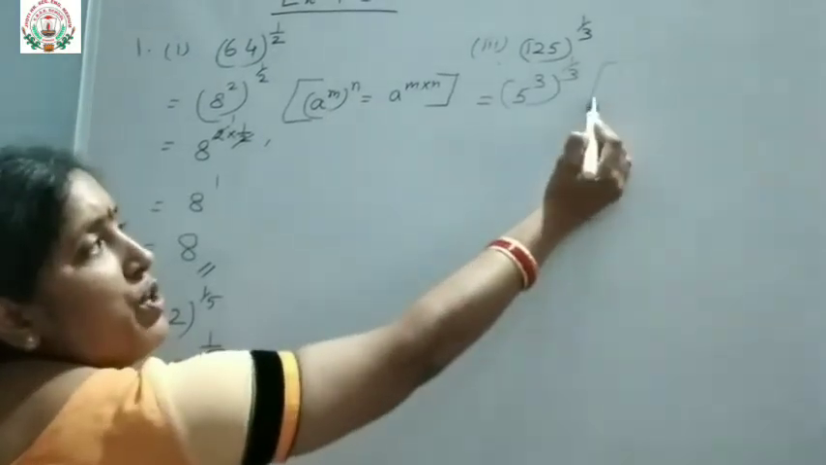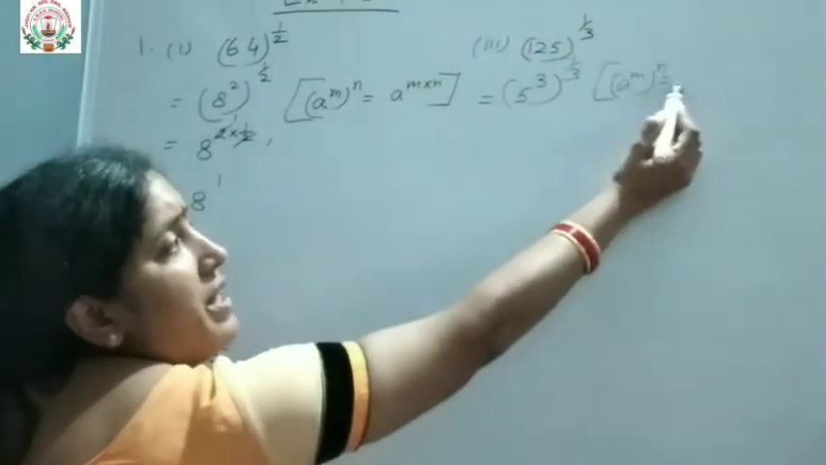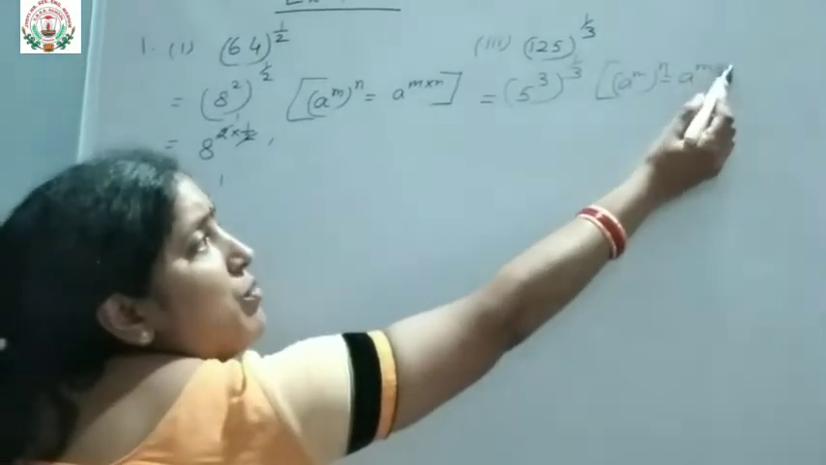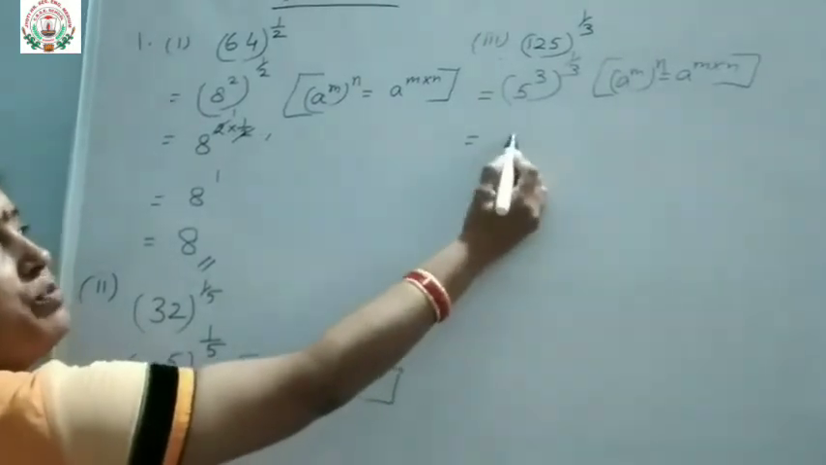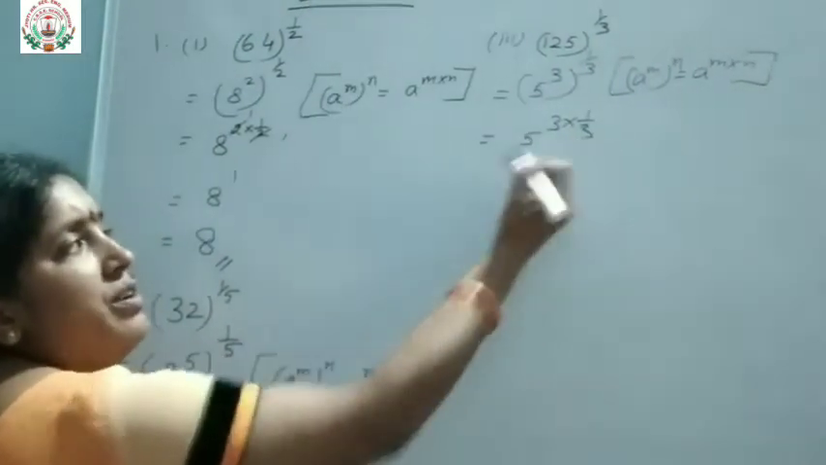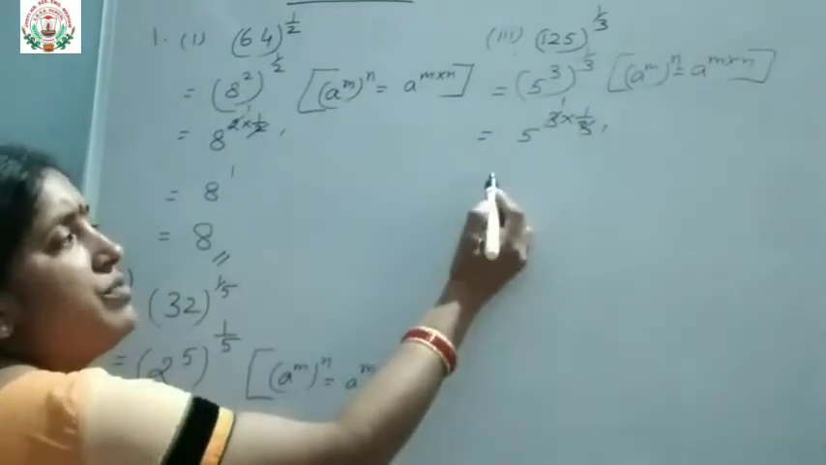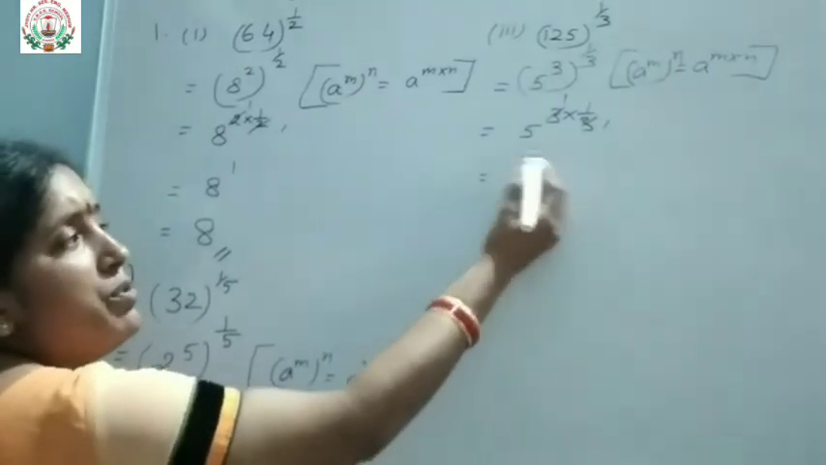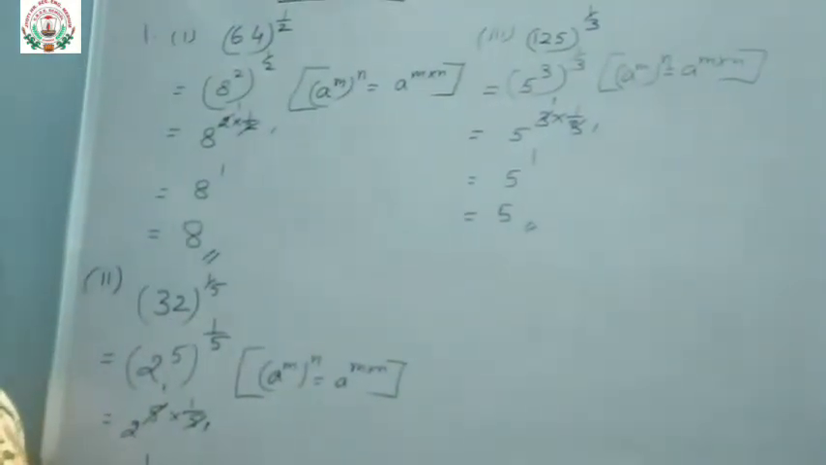Again you will write the same formula: a to the power m whole to the power n equals a to the power m into n. Now apply that. So it will be 5 to the power 3 into 1 upon 3. Now 3 ones are 3, so both are divisible in the 3 table. So the power will be 1. So the answer will be 5.